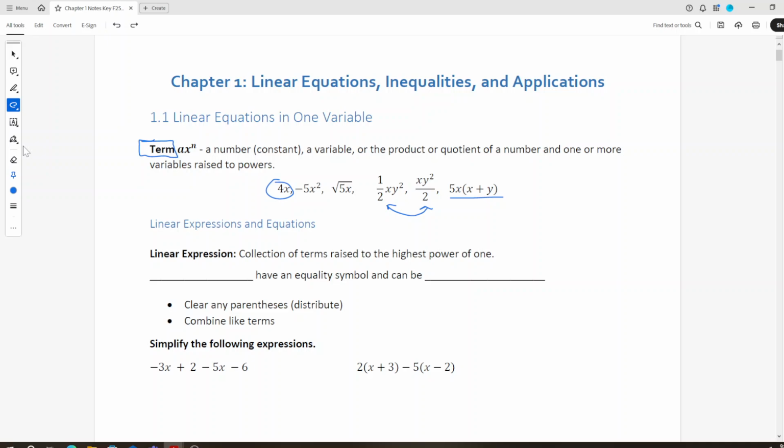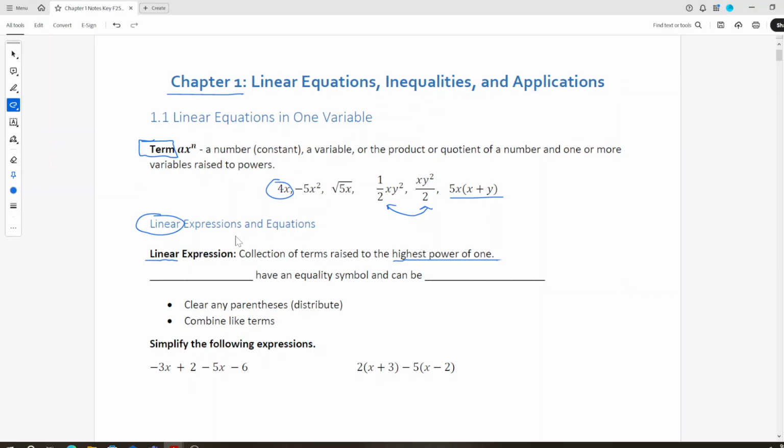Now, we needed that word because the first topic we're going to talk about is the difference between an expression and an equation. And we're going to do this specifically about linear expressions and equations. So all of chapter 1, in fact, chapters 1, 2, and 3 are all on the topic of linear. Now, to be linear, it means that the highest exponent on any variable or term is going to be a 1. Now, that's what makes it linear.